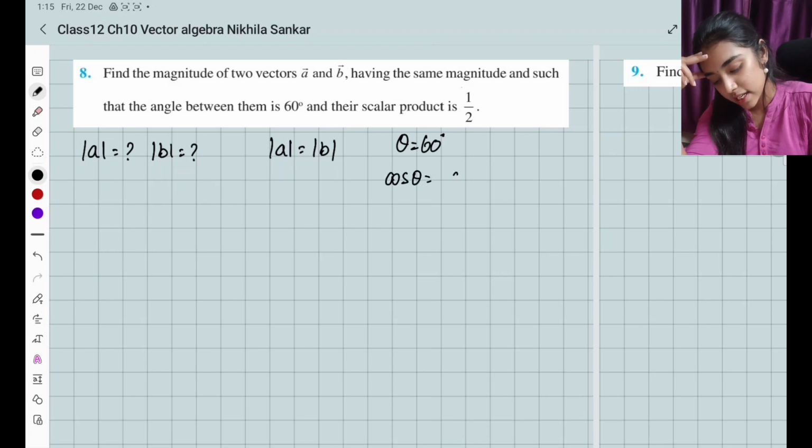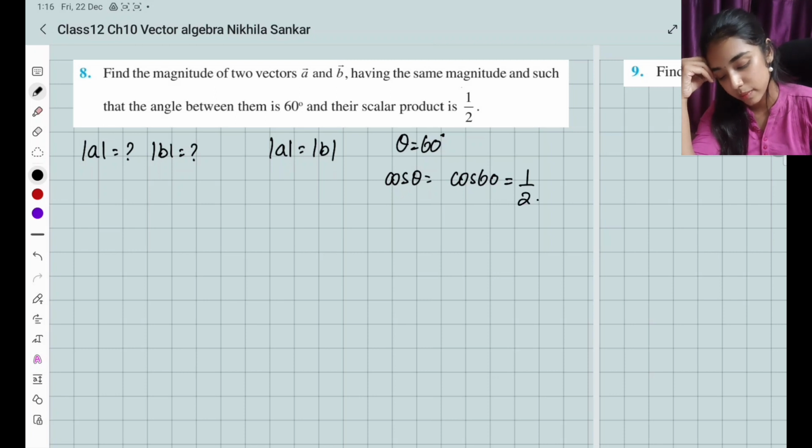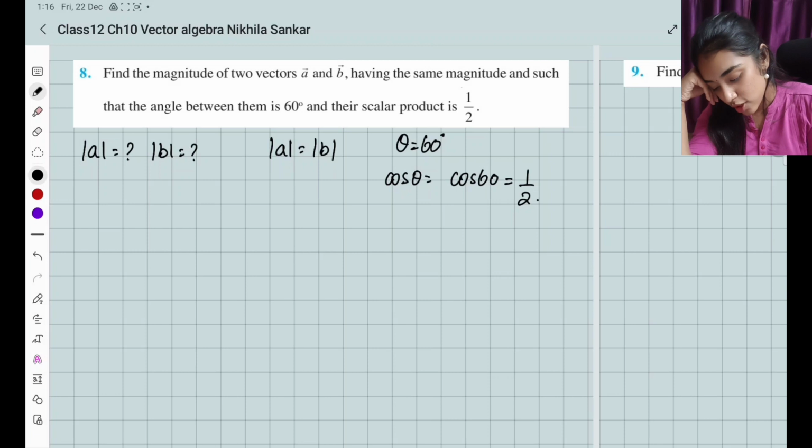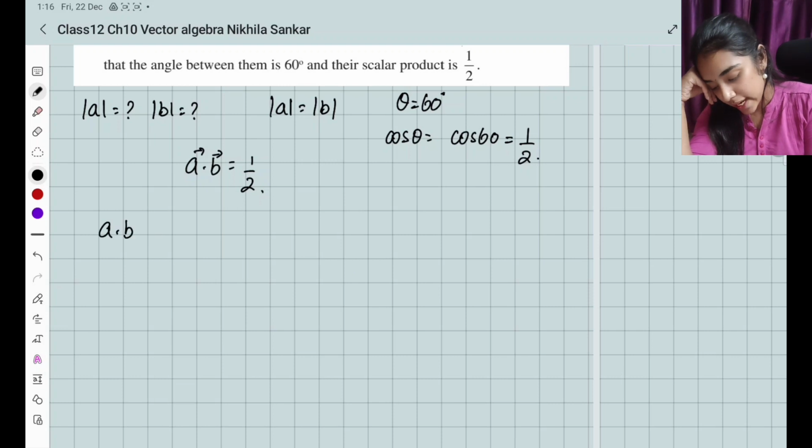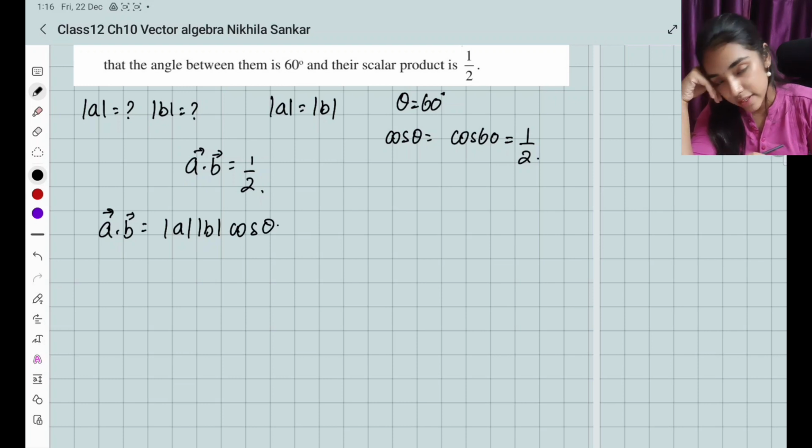அப்போ cos theta என்ன? Cos 60 which is going to be 1 by 2 இல்லையா? And their scalar product is 1 by 2. It is also given that A dot B equals 1 by 2. இந்த values எல்லாம் கொடுத்துட்டாங்க. இப்போ நமக்கு என்ன தெரியும்? A dot B equals mod A times mod B times cos theta. It is also given that A equals B.